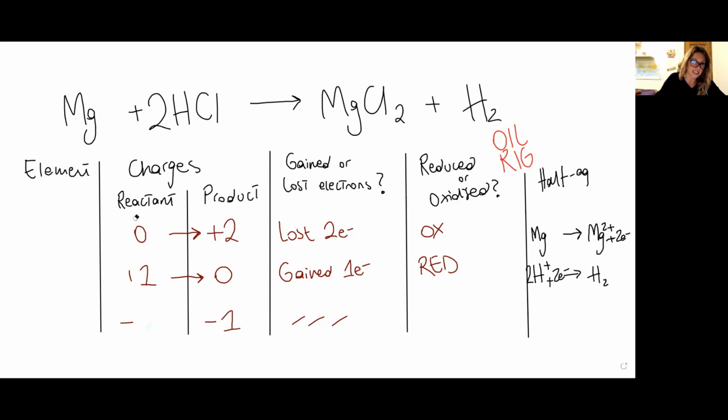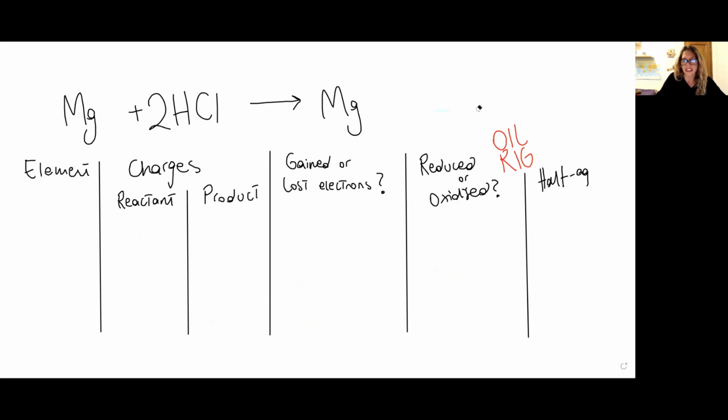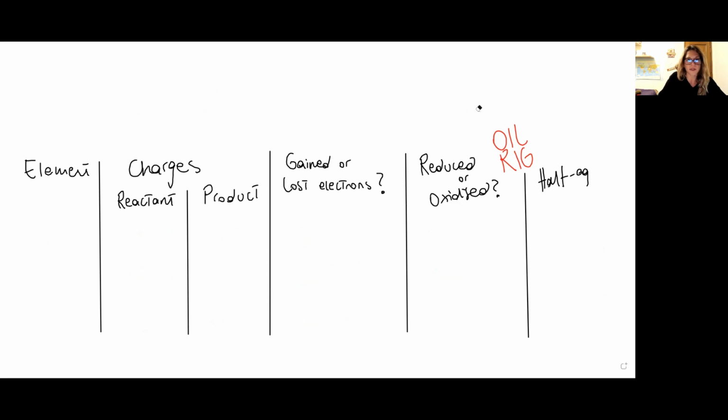This table, again, it's really useful to help us at the start. And then, of course, we can predict the charges a bit quicker and understand what that means in terms of gain or loss of electrons. And I will do another example. So this one was a reaction with a metal and acid. Another common one are displacement reactions of halogens.